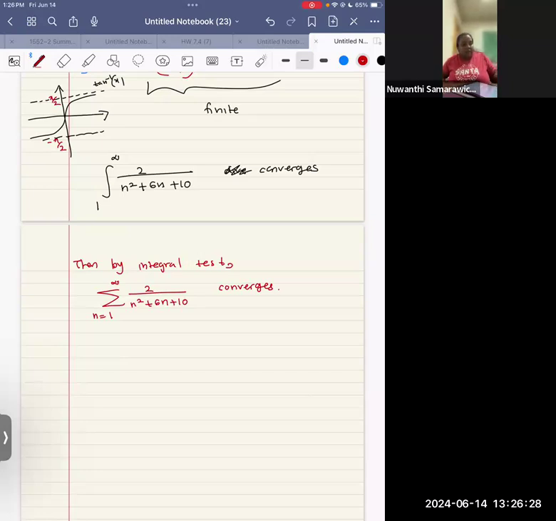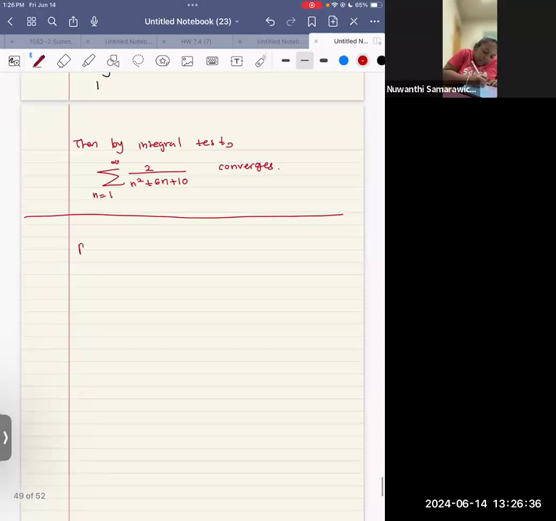Another technique we are going to use is the P series. So now we are going to learn a new series. This is called the P series. So this is the same as for sequences. Remember we did the P test for sequences too. It's the same idea.